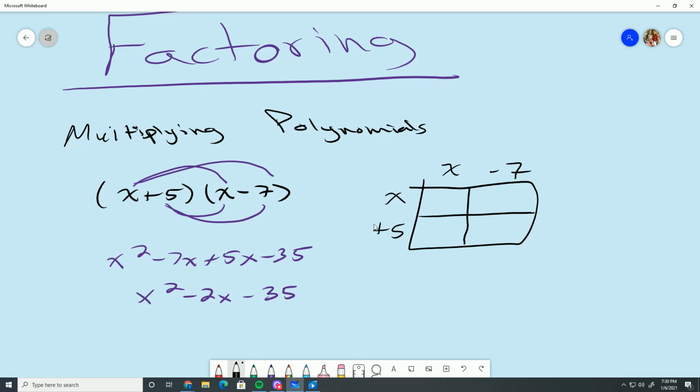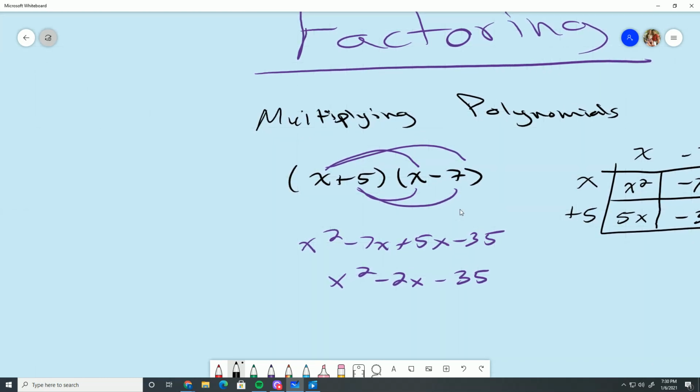So x times x, x squared, which we already know, we already did it. X times minus 7, minus 7x. X times 5, 5x. Negative 7 times 5, minus 35. Again, same exact thing that we did here. This is just the other way of doing it. Then you add everything inside the box.